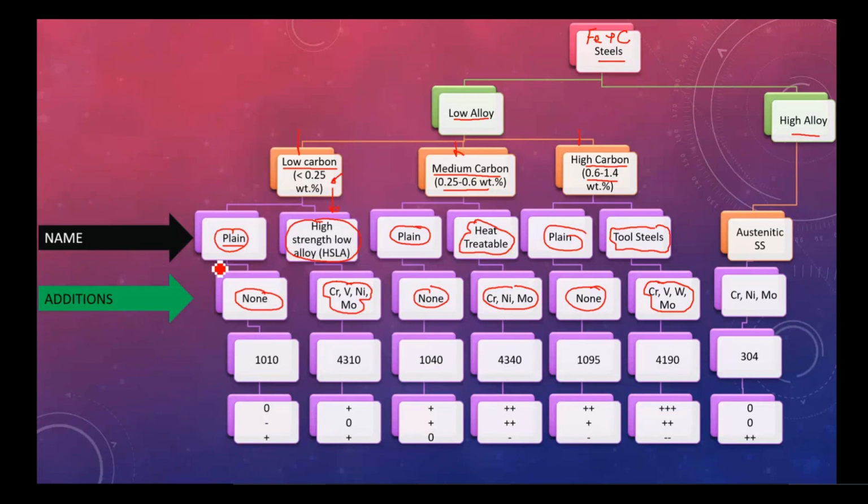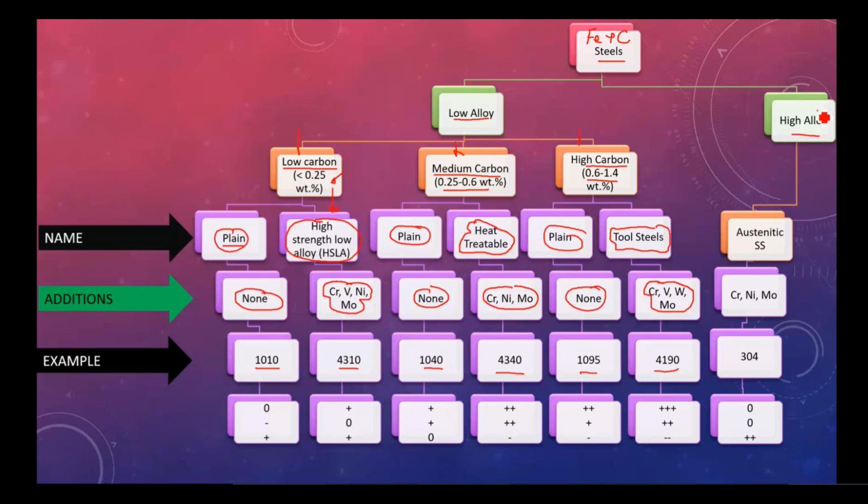If you refer to the names of these materials, plain carbon steel could be 1010, 1040, 1095. How do you represent these names? We'll come to see in the next class. How do we identify the names? The high strength low alloy steels are represented by the 4310 series or 4340 series or 4190 series. You don't need to worry about the names at the moment. You just need to worry about how the different classes are being categorized.